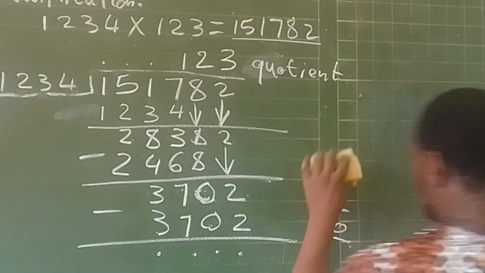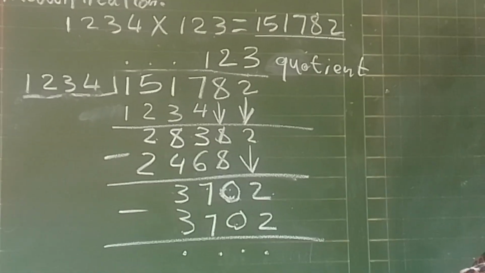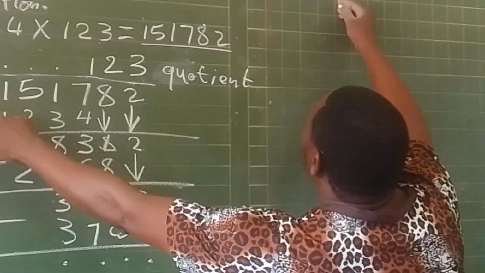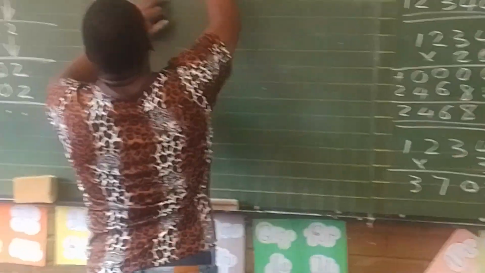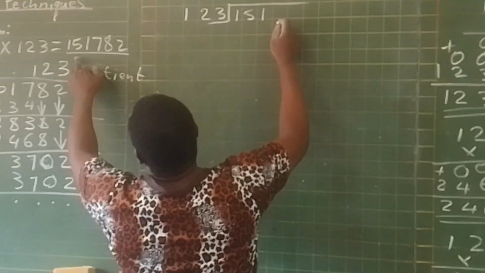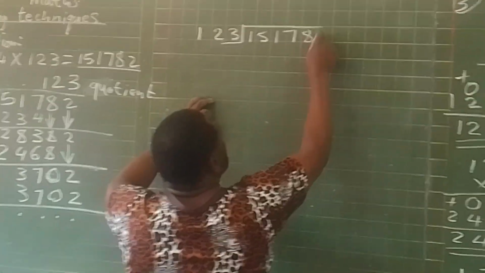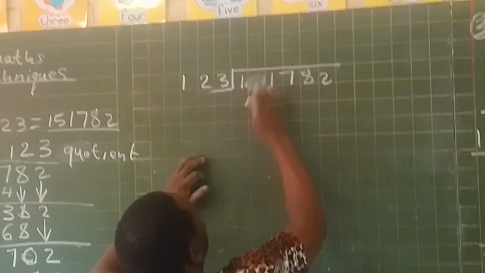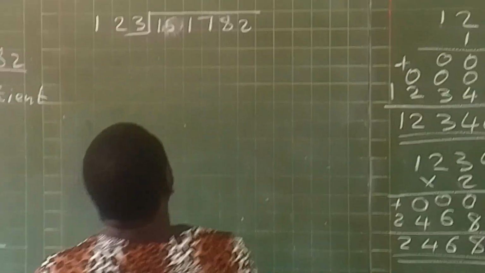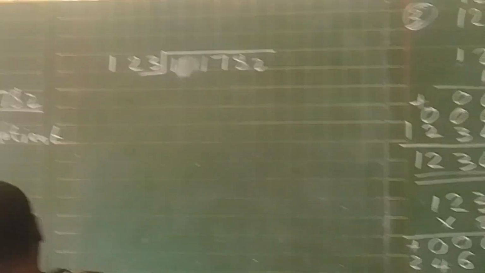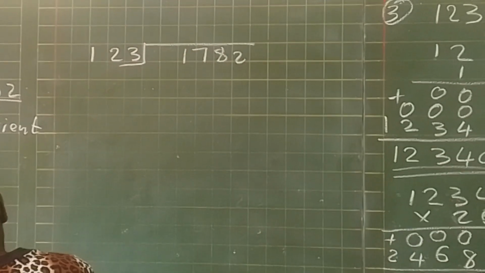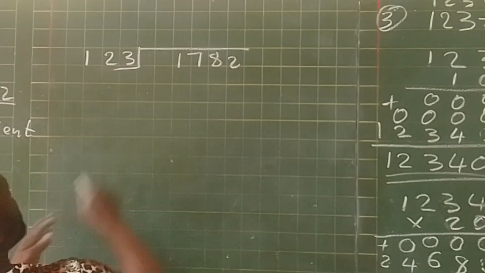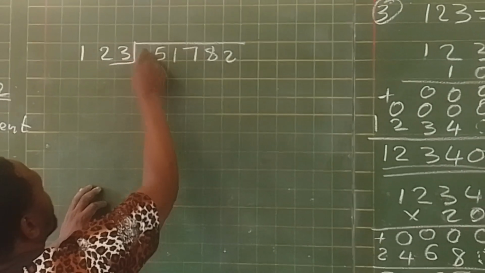Let's go and see if it comes out alive. Now you are not dividing into 1, 2, 3, 4, you are dividing into 1, 2, 3 from 151,782. Right? It's 151. Let me write it so that it can be visible in everyone's eyes. It's 151. Right?